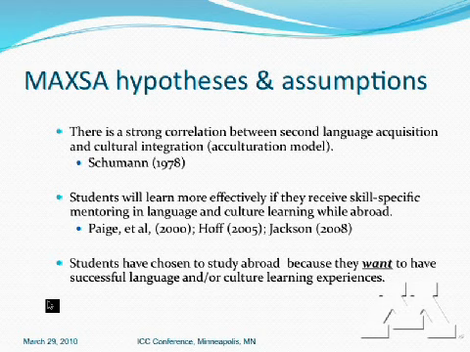I want to point out that there were some hypotheses behind the MAXA course, that there's a strong correlation between second language acquisition and cultural integration. We assumed that students will learn more effectively if they receive skill-specific mentoring and language and cultural learning abroad. That strongly has come out of Dr. Cohen's work, but also Dr. Tyrone's work, I think, in SSBI. It's not, it's Dr. Cohen? Okay. Strategies and skills-based instruction, I think it stands for. It's been a while since I did all the research.